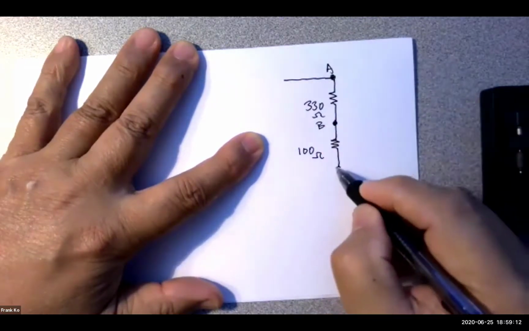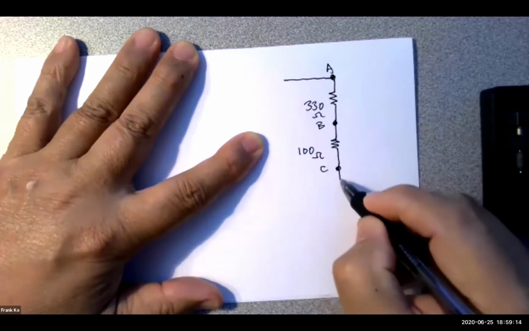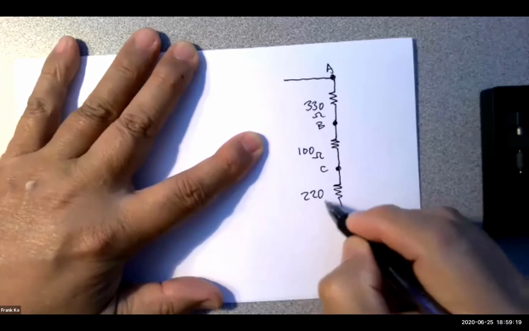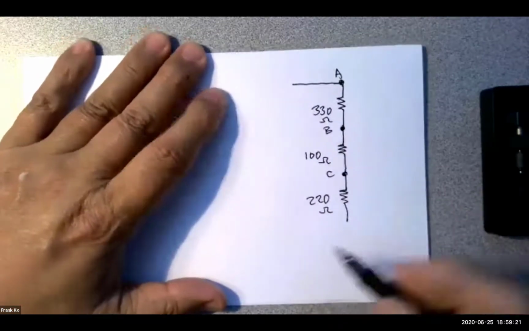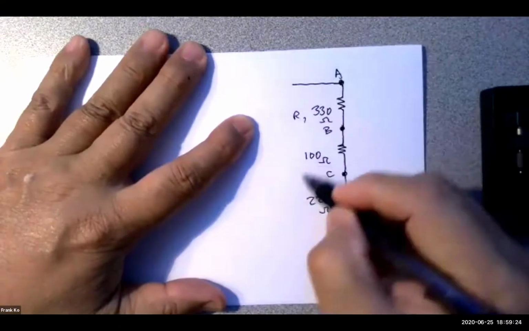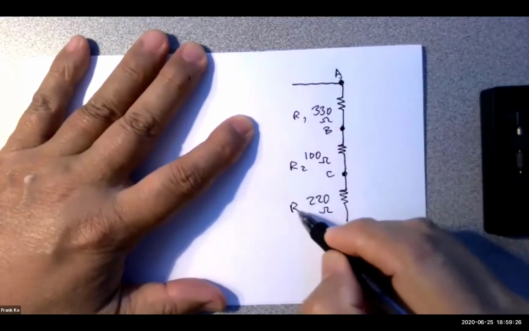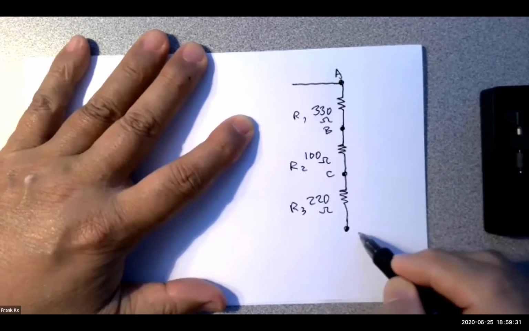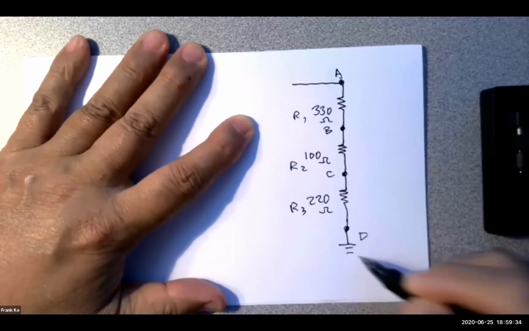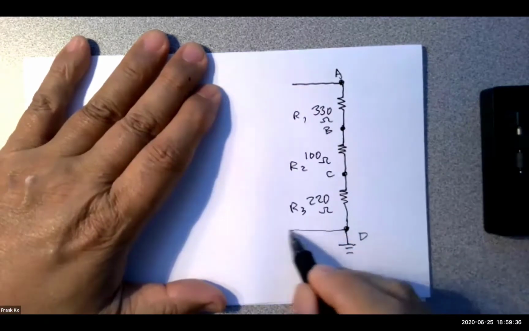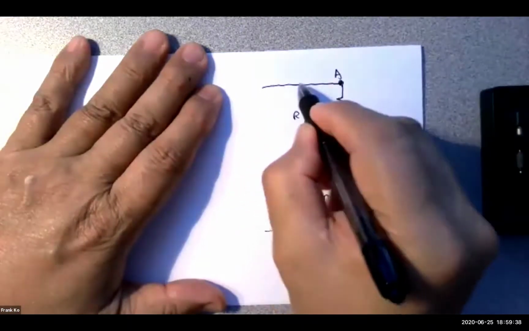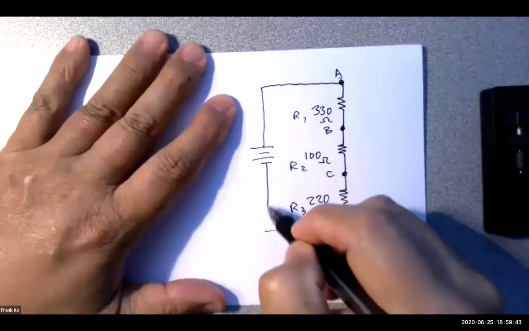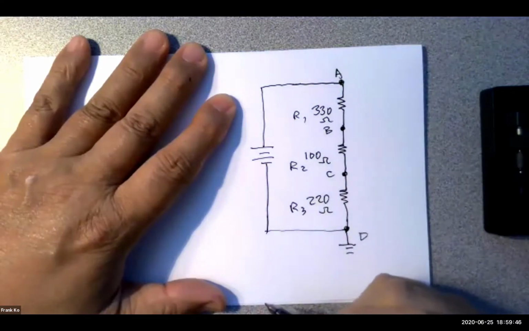This is point A. This will be point C. And then I have a third resistor, and this will be my 220 ohm resistor. This was my R1. This is my R2. This is my R3. And down at the bottom of the circuit, I have a point D, which I've attached a ground symbol. And then we pull these wires over here, pull this wire over here, and come down to this.